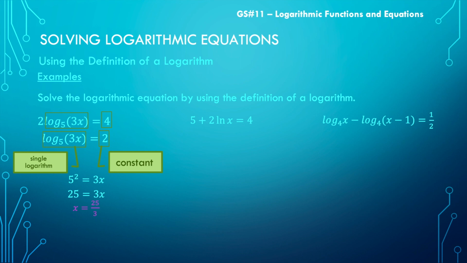Now I would definitely want to make sure that I have an answer that satisfies my original equation. And let's see, if I sub that 25 thirds back in, I've got 2 times the log base 5 of 3 times 25 thirds, and I want to know, is that equal to 4? Well, notice right away that 3 times 25 thirds is just 25. So I can say that 2 times log base 5 of 25, is that equal to 4? Well, think about just the log part. Log base 5 of 25. 5 raised to what power is 25? Well, that whole thing becomes 2. So 2 times 2 is equal to 4, and that's a good solution.